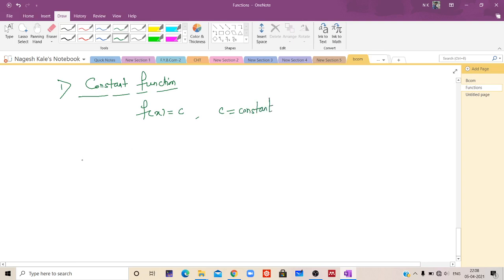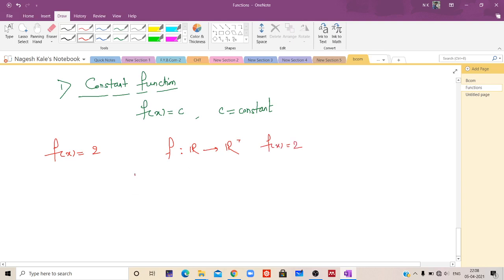I will take an example and try to draw the graph of that particular function. So let me define f of x equal to 2. Now if I am taking f of x equal to 2, suppose my domain is the set of all real numbers. So in short, my function is from real numbers to real numbers, defined as f of x equal to 2. That's my rule, that's my definition.